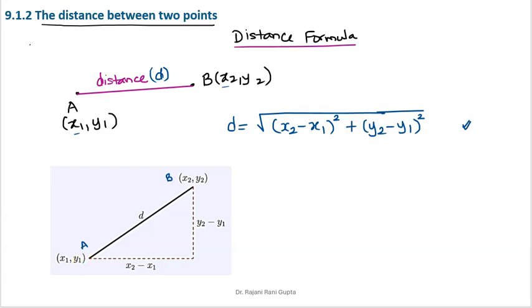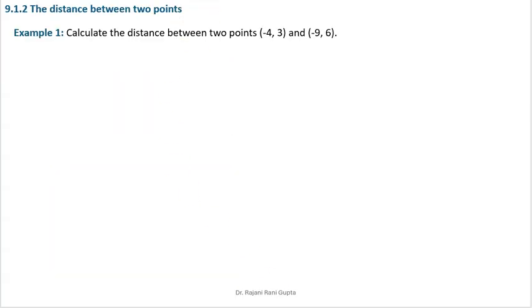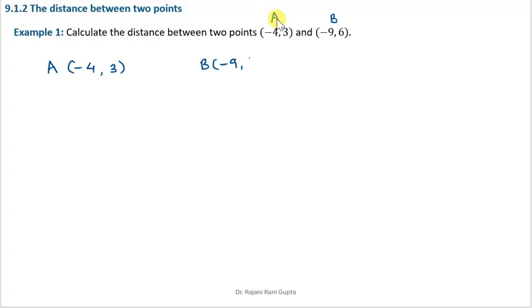Okay. Now let's solve some questions. If you have to find the distance between 2 points, it's written: calculate the distance between points minus 4, 3 and minus 9, 6. Let us denote this as point A and this as point B. So point A is minus 4, comma 3. Point B is minus 9, 6.